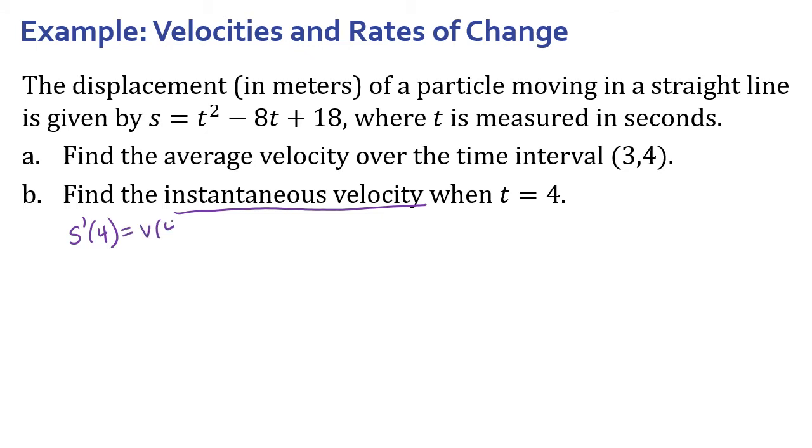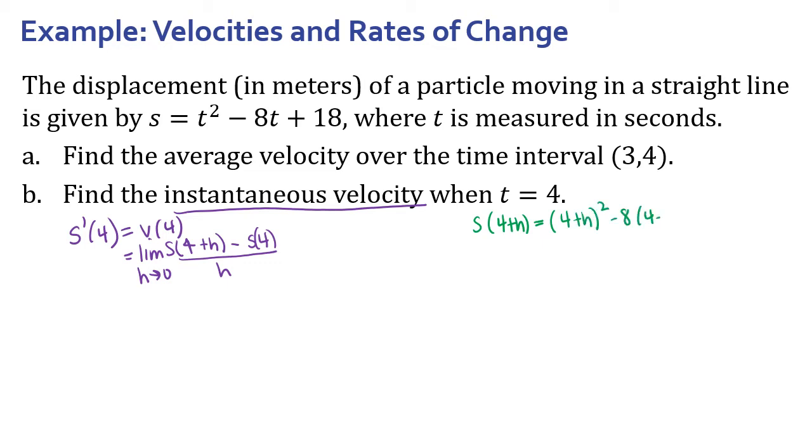I can write this as v of 4, since the derivative of that displacement function or position function is the velocity function. Okay, so let's use the limit formula for this. The limit as h approaches 0 of s of 4 plus h minus s of 4, all over h. So I'm going to go over here to figure out what s of 4 plus h is. That's going to be 4 plus h squared minus 8 times 4 plus h plus 18.